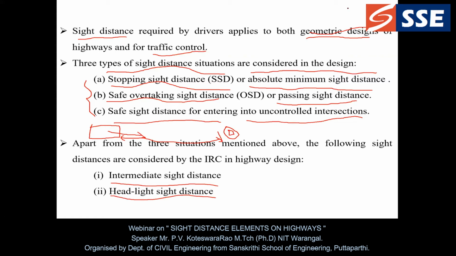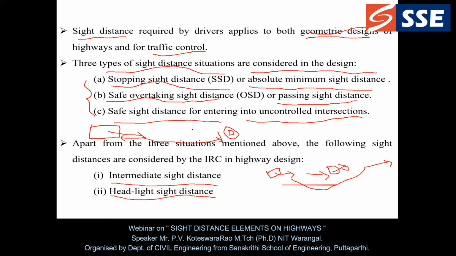Next one is especially on national highways or state highways. When we are having a situation like this and another vehicle is moving in the same direction, but with very less speed, then I need to overtake this vehicle, and only then can I reach my destination faster. Otherwise, if I follow this slow moving vehicle, I will be behind it only. So in this condition, I need to have a certain safe distance to overtake this vehicle. That one we are calling the safe overtaking sight distance or passing sight distance.